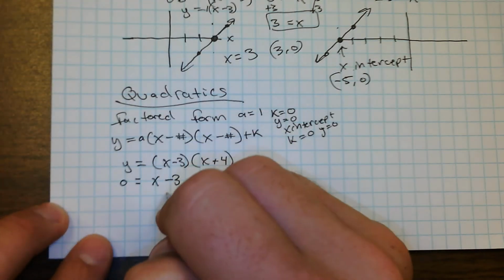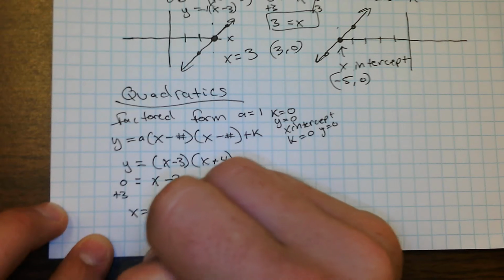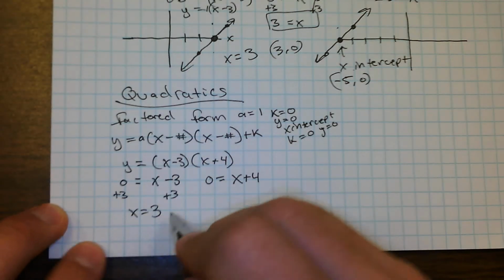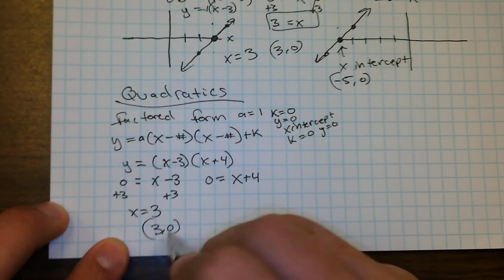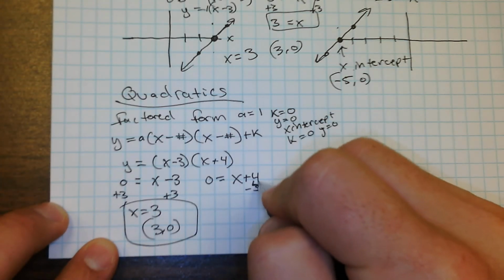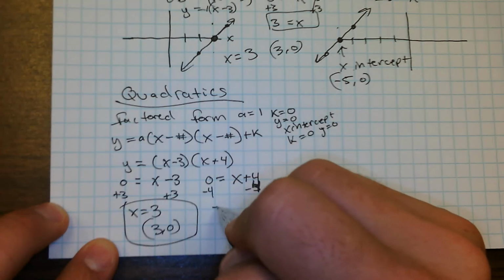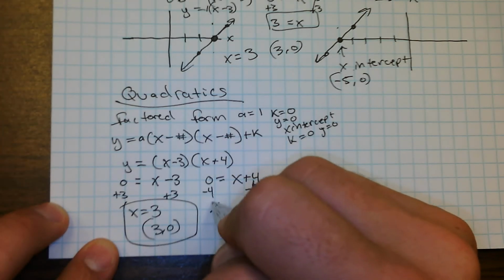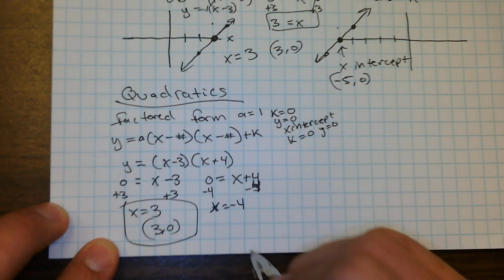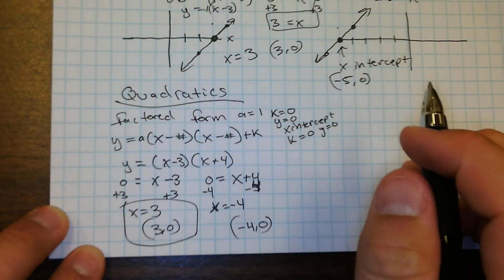So x minus 3, again, add 3 to both sides. One x-intercept will be 3 comma 0. The other one, x plus 4, subtract 4 from both sides. We'll get x equals negative 4, or negative 4 comma 0 for the x-intercept.